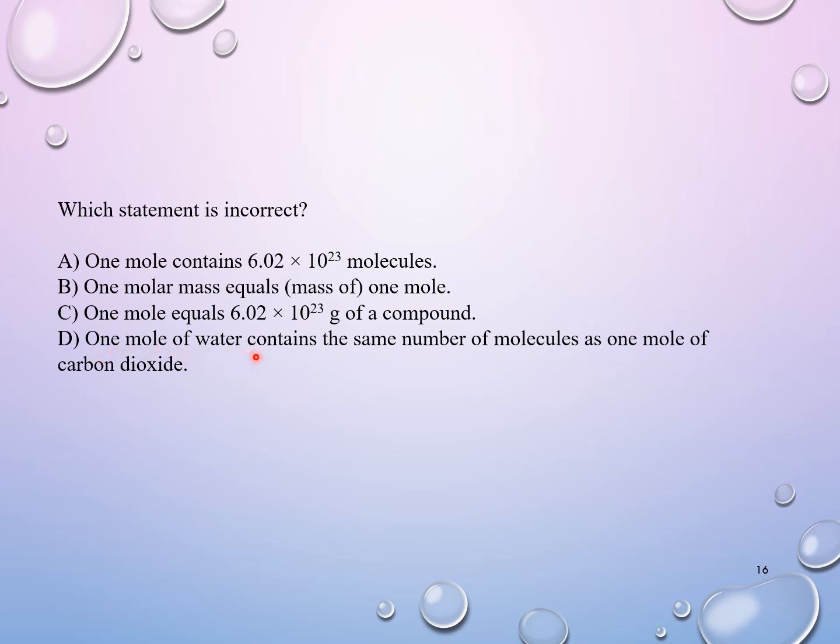1 mole of water contains the same number of molecules as 1 mole of carbon dioxide. That's true because each of them is 1 mole and both of them will have 6.022 times 10 to the power 23 molecules. One of them is water and the other one is carbon dioxide. So our answer is going to be C right here. That's incorrect.